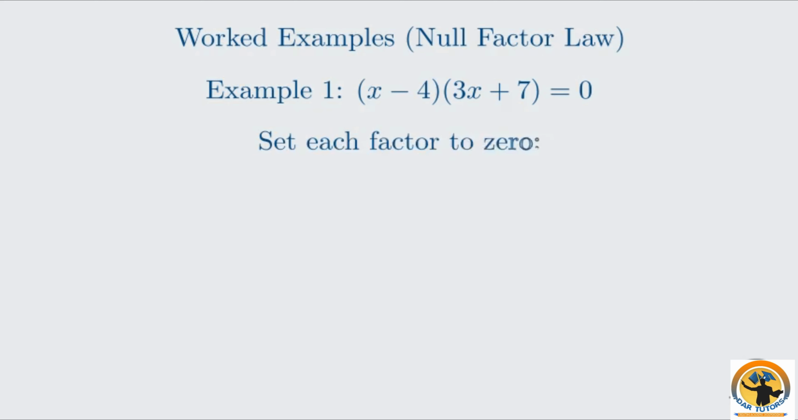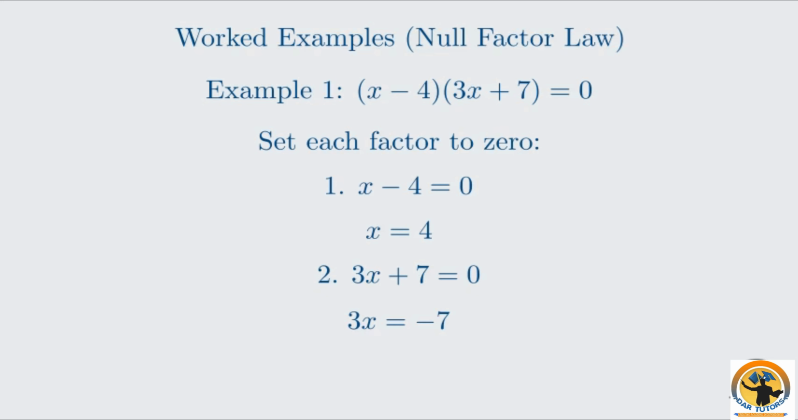Example 1. Solve the equation quantity x minus 4 times quantity 3x plus 7 equals 0. This equation is already in factored form and equals 0. We can immediately apply the null factor law. We set each factor equal to 0. The first factor is x minus 4, so we write x minus 4 equals 0. Solving the first equation is simple. x equals 4. The second factor is 3x plus 7, so we write 3x plus 7 equals 0.